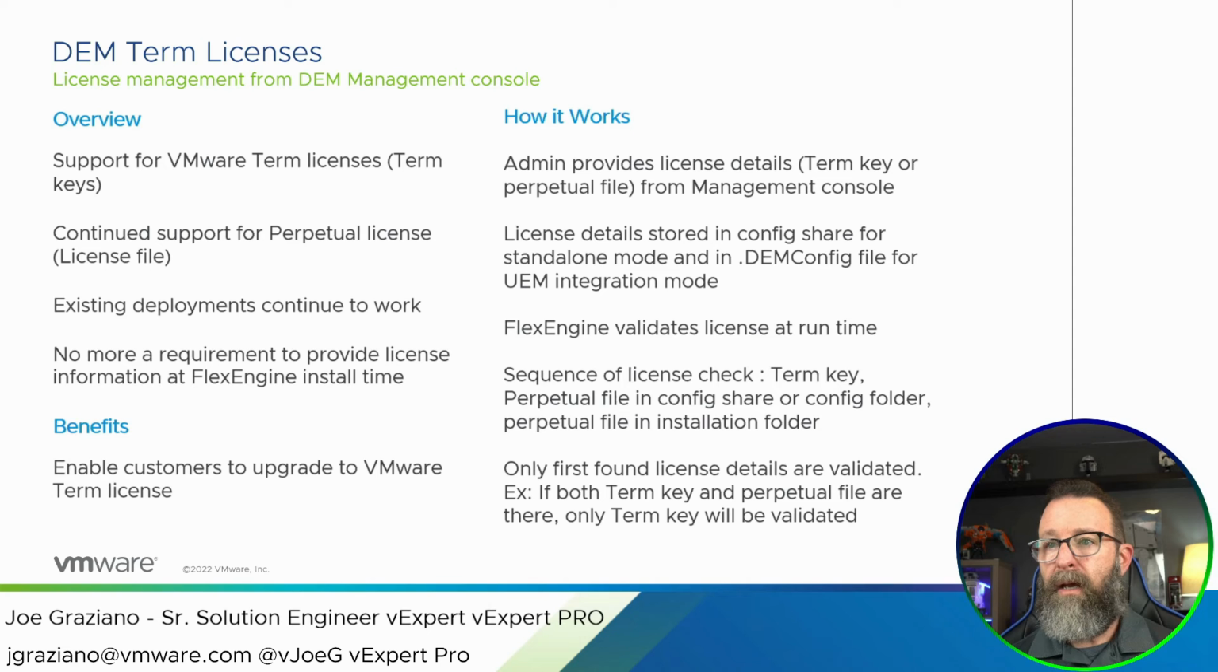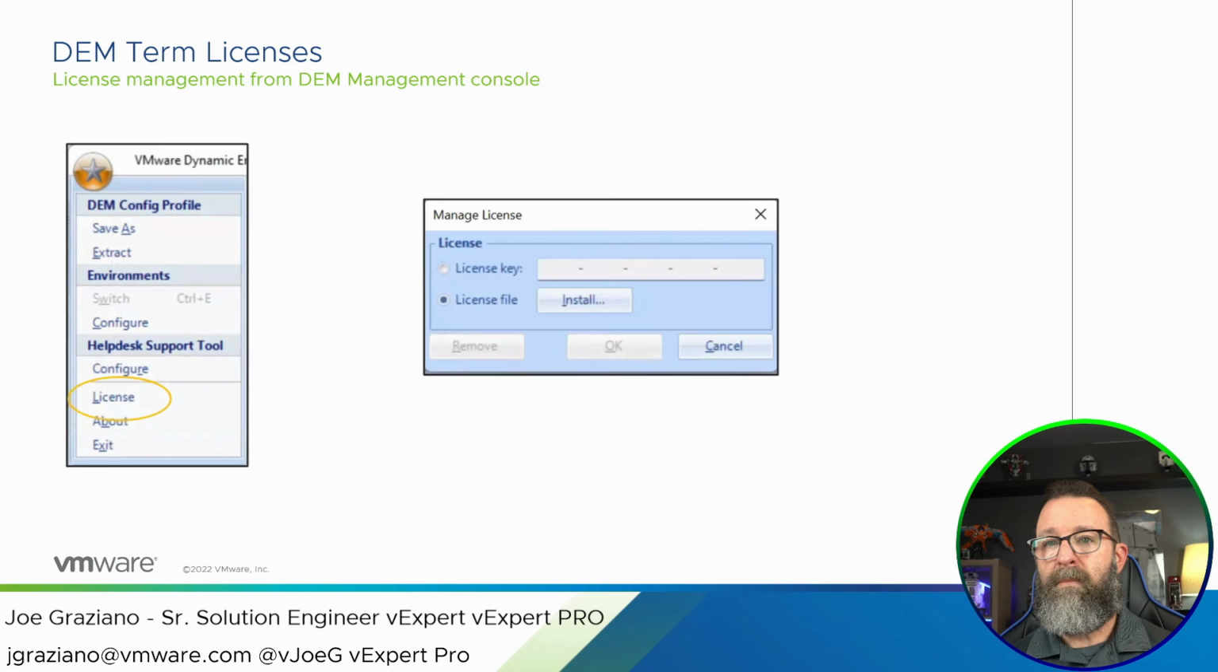How it works: the DEM config file stores the license, the Flex Engine validates the license at runtime, and then you're set and ready to go. And like you see here in this screenshot, you now have that drop down item. You click license, you put in your license key, and you're good to go.